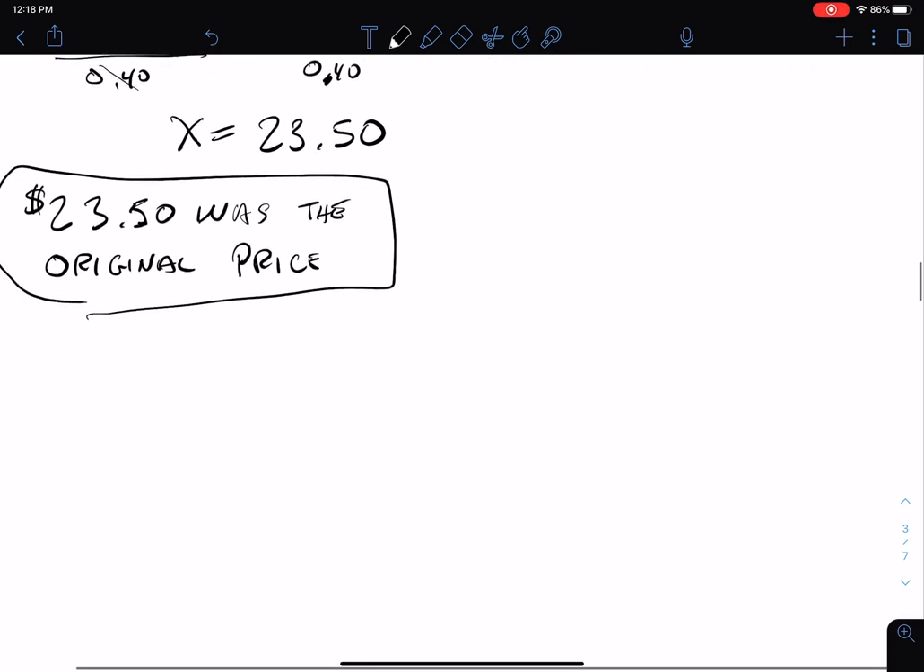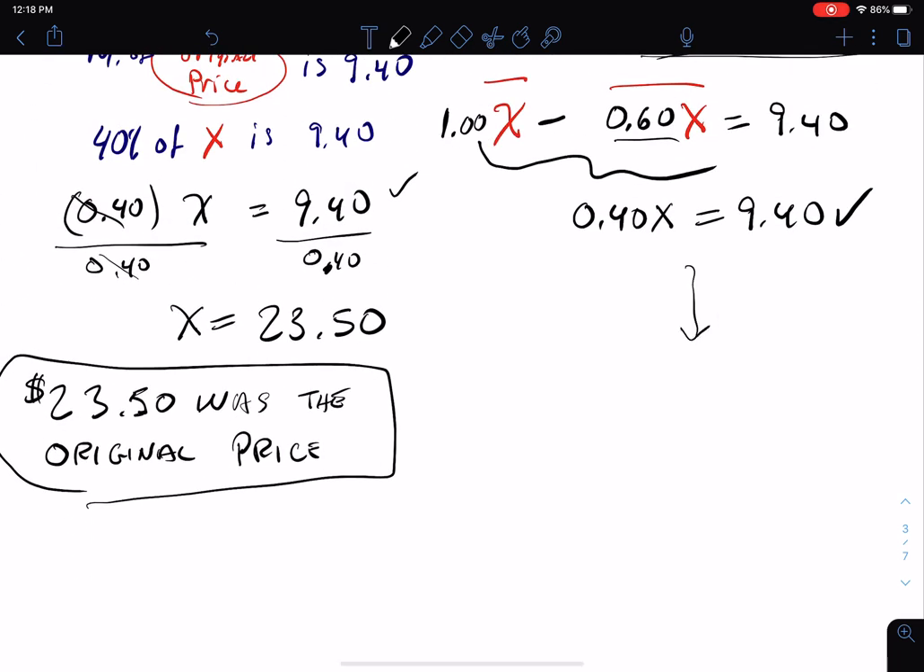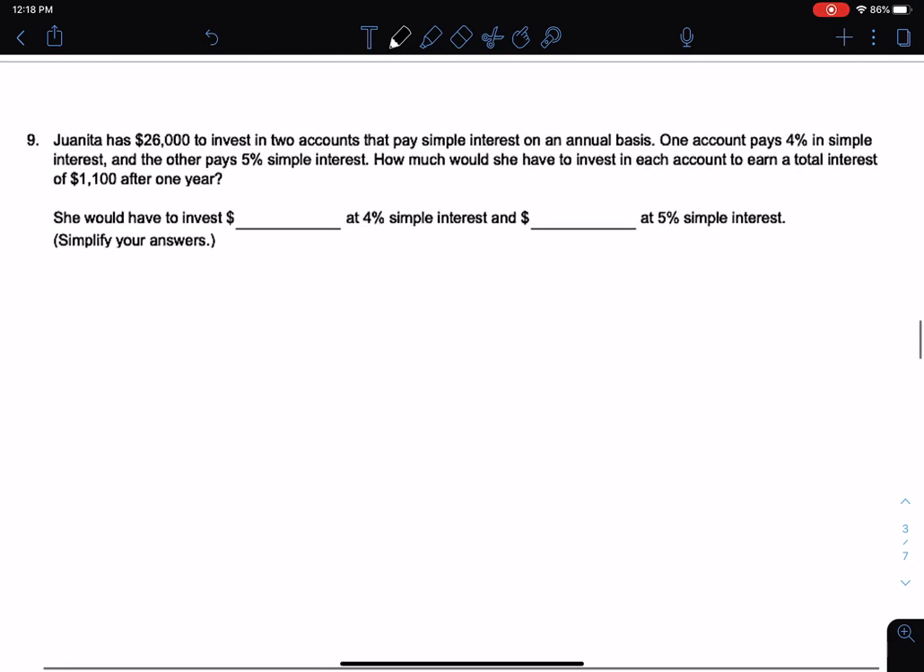All right, let's move on. Of course, if you solve this, you'll get the same answer I got on the left. Let's take a look at the next problem, which is number 9.